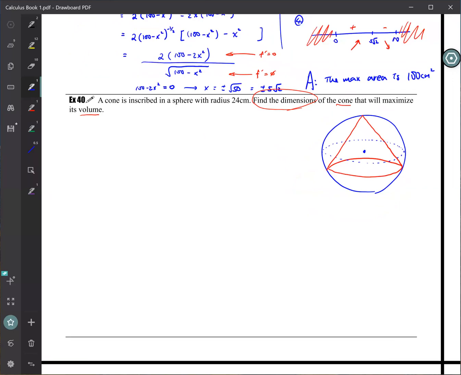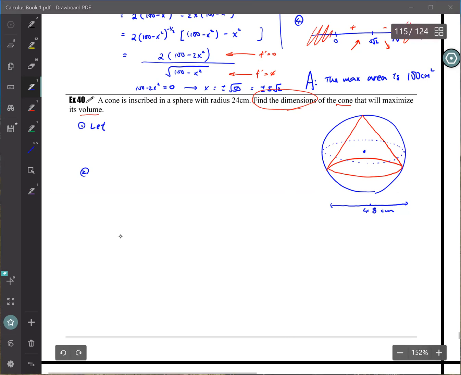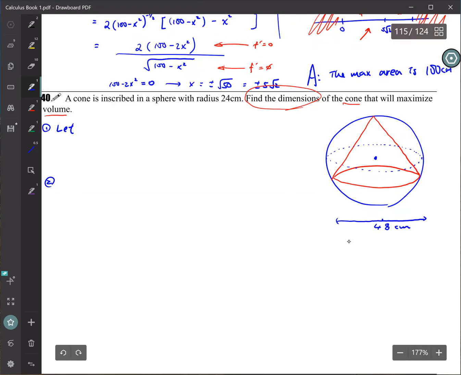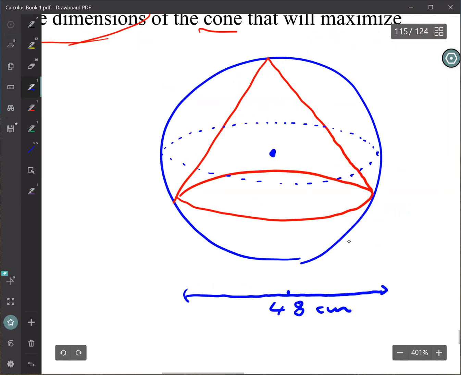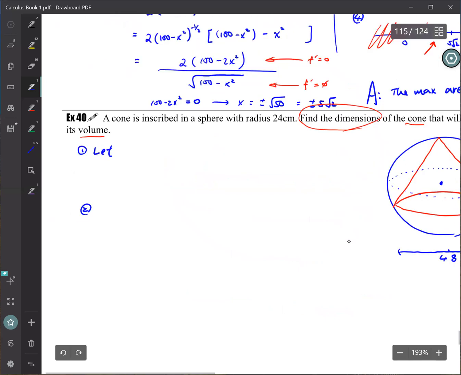The radius is 24, so I'm just going to say the diameter from edge to edge is 48. Same idea. So we need something to be x. Of course, the thing you want to optimize is the volume, so let's call that V.